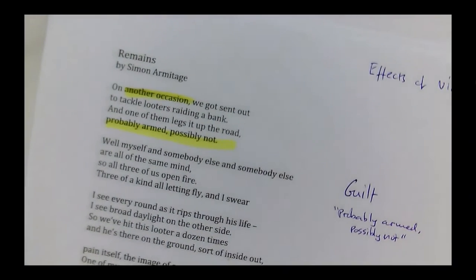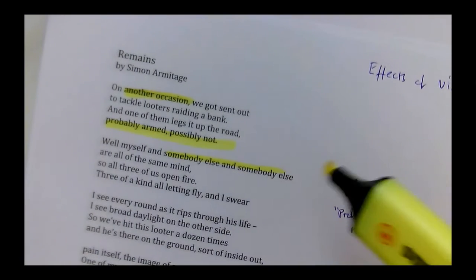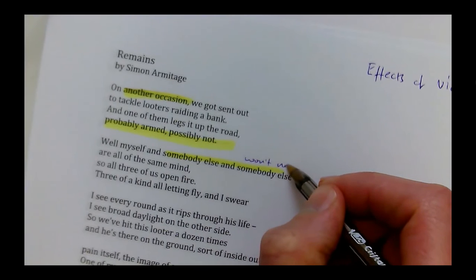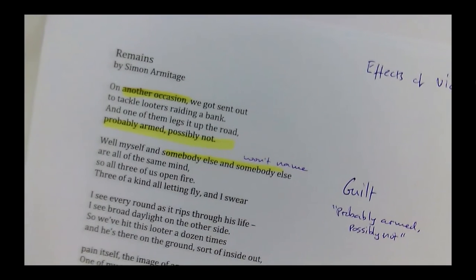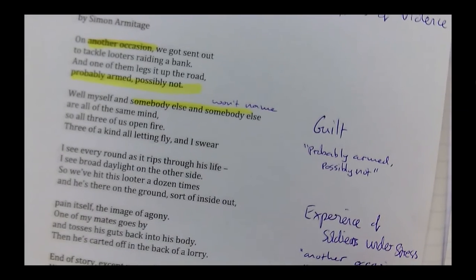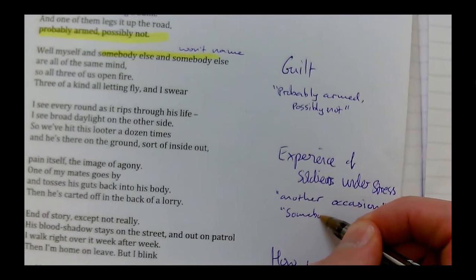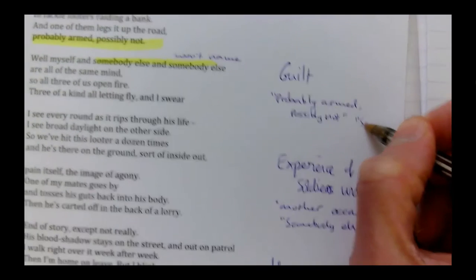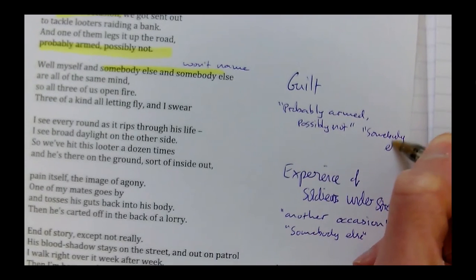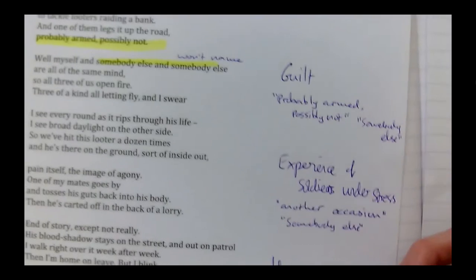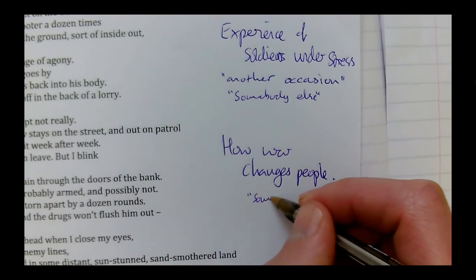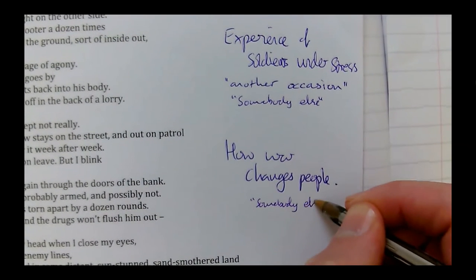Myself and somebody else and somebody else. That's kind of interesting. He won't name his colleagues. So that probably links both to experience of soldiers and also guilt. Doesn't want to drop his friends in it. And maybe we could look at how war changes people as well, because he is loyal to his friends, his soldiers. He's trying to protect the people in his squad.